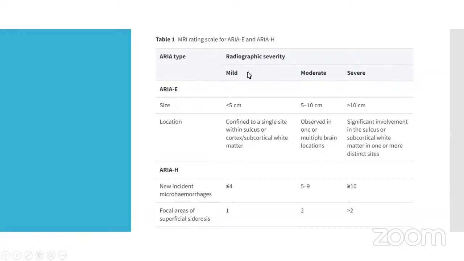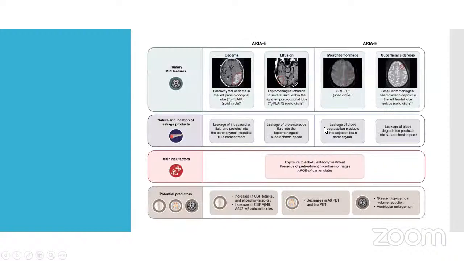MRI rating scale according to mild, moderate to severe, according to the appearance of them in the brain, and according to the size of the area and the location. This is another, I think it's a very good image that shows you in area E, there is edema. This we are going to see on the MRI of those people who develop ARIA-E edema, like brain cells swollen. This is a swollen brachial edema in the left parietal occipital lobe.